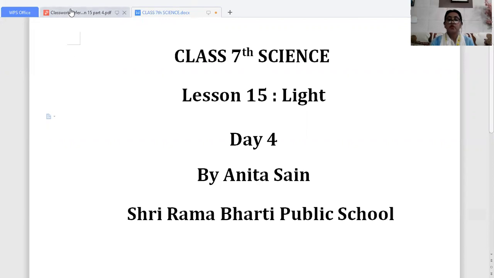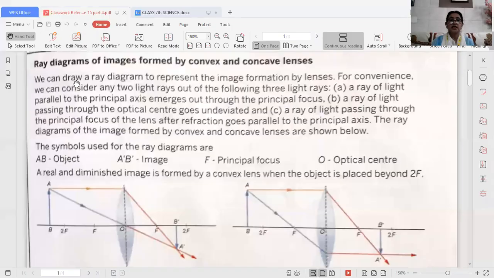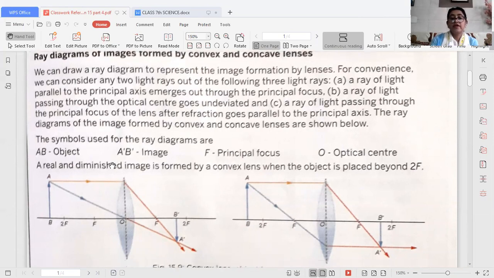Today I will explain a few topics from light. So let's start. Today we will see the ray diagrams of images formed by convex and concave lenses. We can draw a ray diagram to represent the image formation by lenses. We can consider any two light rays out of the following three light rays.